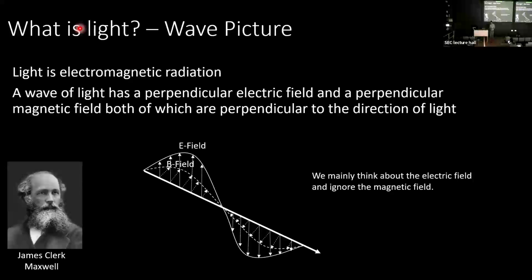So what is light in the wave picture? In the wave picture, light is this electromagnetic wave with the electric field perpendicular to the magnetic field. Maxwell, it's James Clerk Maxwell, wrote down the famous Maxwell equations that tell us how the electromagnetic radiation propagates.